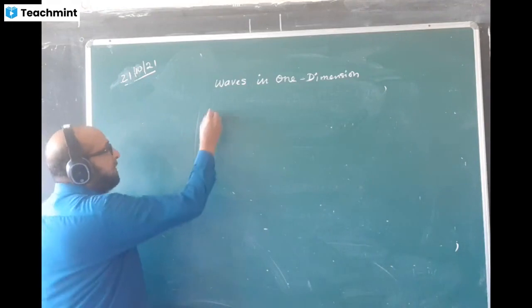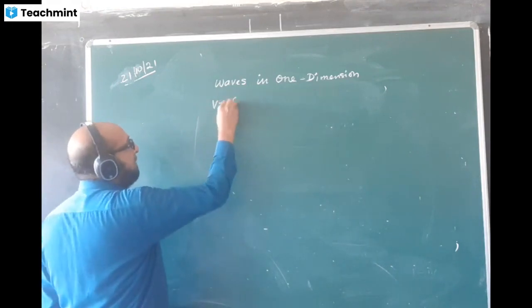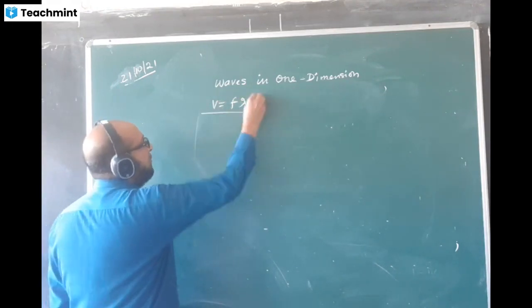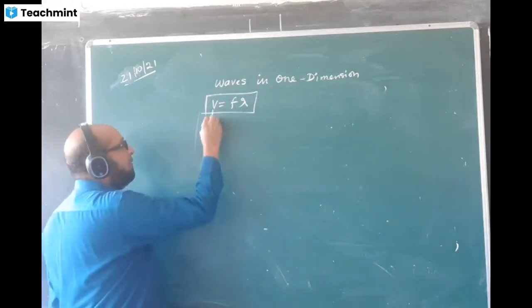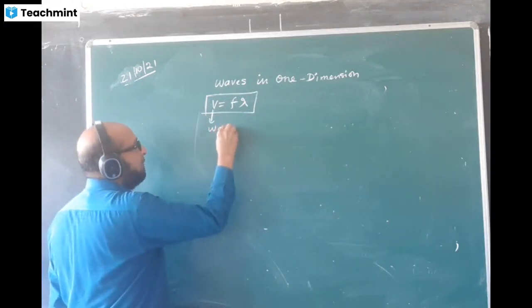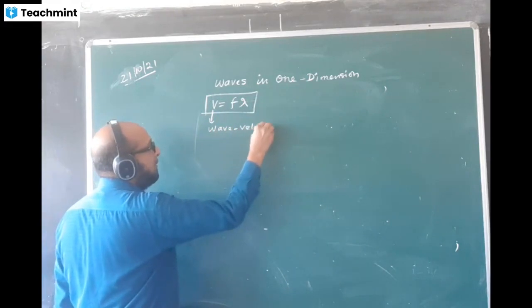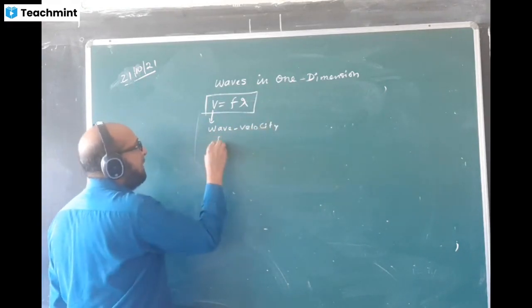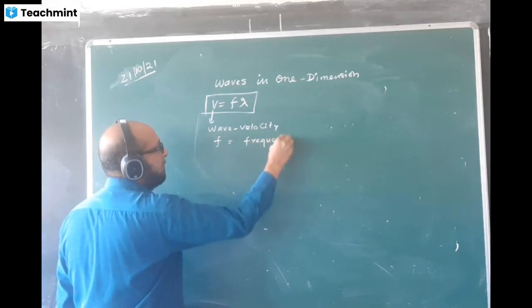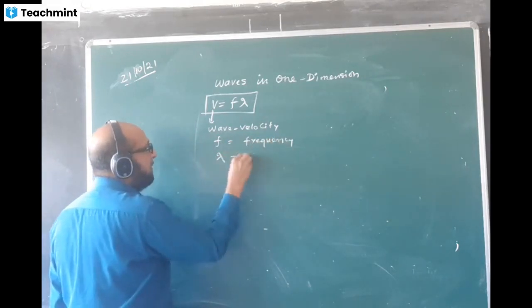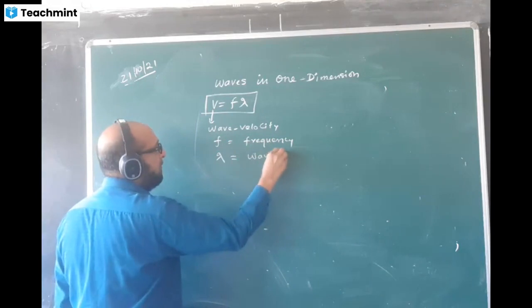So for a wave, we have this formula, V is equal to F lambda. I think you have done this formula in class 10 also. What is V called? V is called wave velocity. What is F? Frequency. What is lambda? Wavelength.